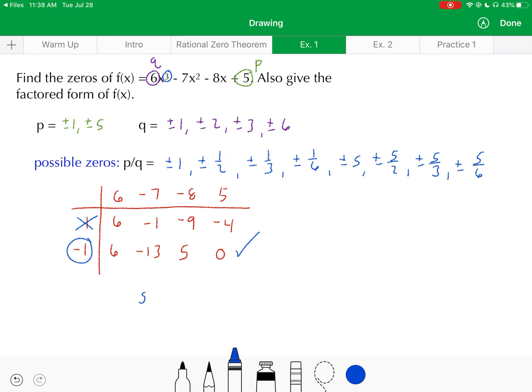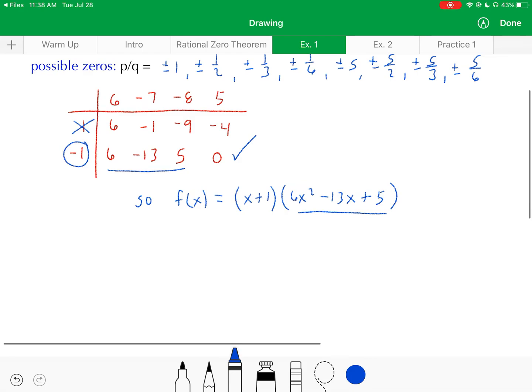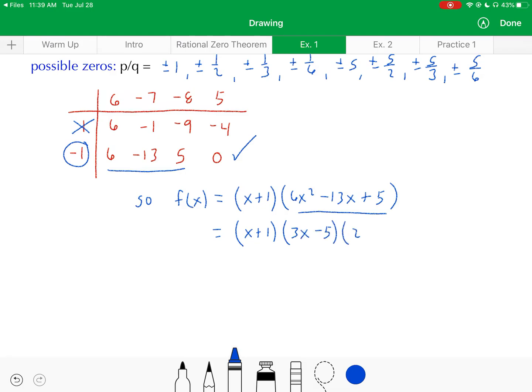Okay, so this leads me to a slightly factored form of the function. If -1 is a 0, then x plus 1 is a linear factor, and then these three numbers will lead me to a quadratic factor of 6x squared minus 13x plus 5. And now the focus is on this guy, the quadratic factor. See if it factors further, which in this case it does. It factors to 3x minus 5, 2x minus 1.